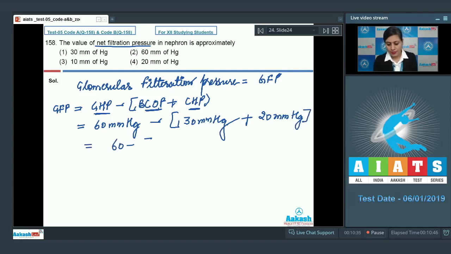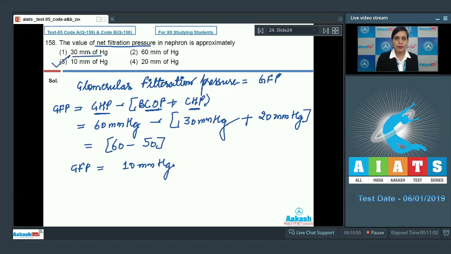This would be 60 minus 50. So this glomerular filtration pressure is nearly about 10 mmHg. So the correct answer to this question is option number 3. On the other hand, this 30 mmHg may represent blood colloidal osmotic pressure, this 20 mmHg may represent capsular hydrostatic pressure, and the 60 mmHg may represent glomerular hydrostatic pressure. So these are the incorrect options, and the correct answer to this question is option number 3. Let's discuss our next question.